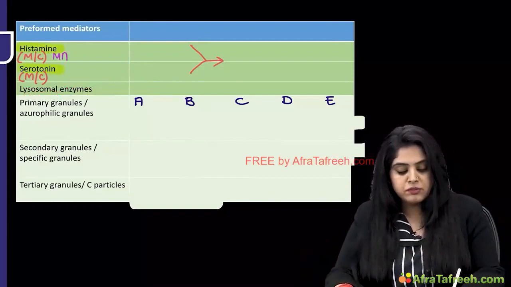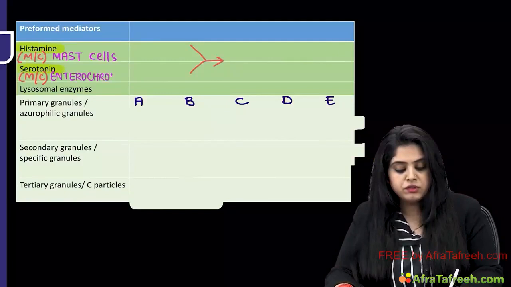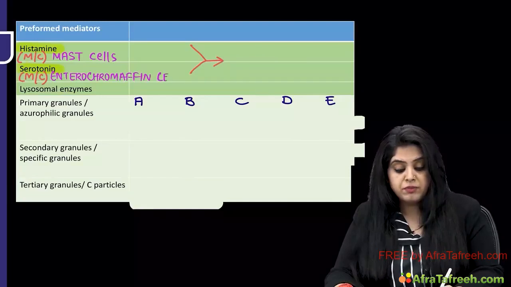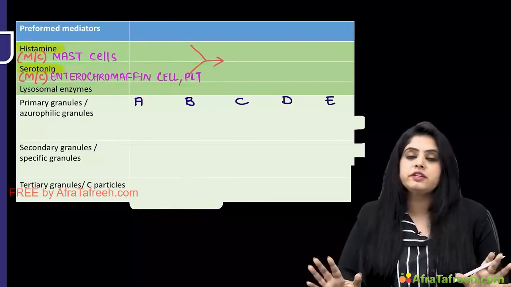So what is the richest source of histamine? The richest source of histamine is a mast cell. And what is the richest source of serotonin? You can call it an enterochromaffin cell. One of the richest sources is the enterochromaffin cell. Serotonin also comes a lot from the platelets. So 2 things: histamine comes from mast cells, and serotonin comes from the richest source, the enterochromaffin cell, followed by platelets.